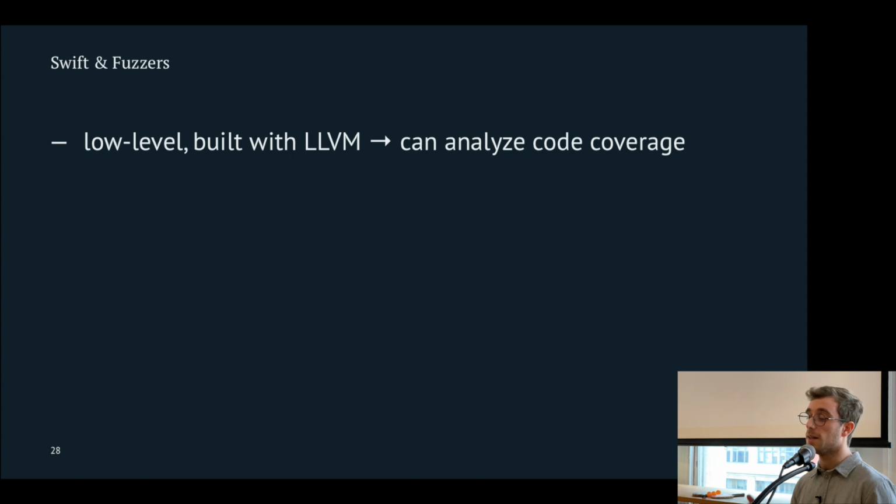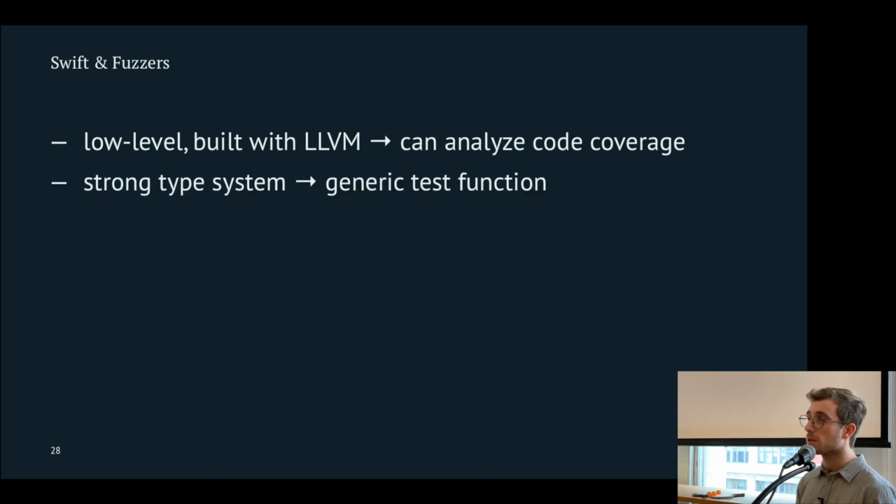And the last point I want to make is that Swift is really an ideal language to create fuzzers and to run fuzzers in. That's because, in a way, it's a low-level language. It's built with LLVM, so it's very easy for a program to live analyze its own code coverage and respond to it. But it also has a very strong type system that allows us to write these generic test functions and to formalize the requirements for an input to be testable in the protocol. And also, by using the Swift type system to create very precise types, it reduces the space of possible inputs for the test function, and that makes the task for the fuzzer much easier.